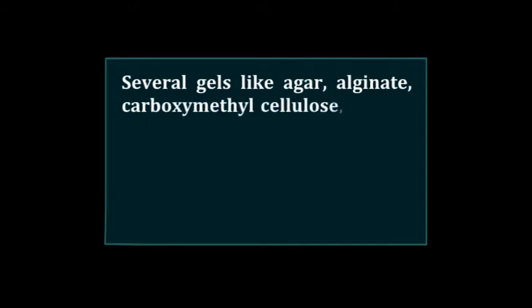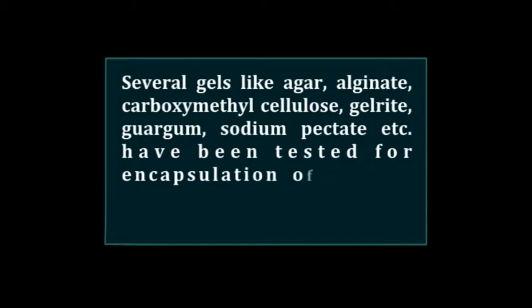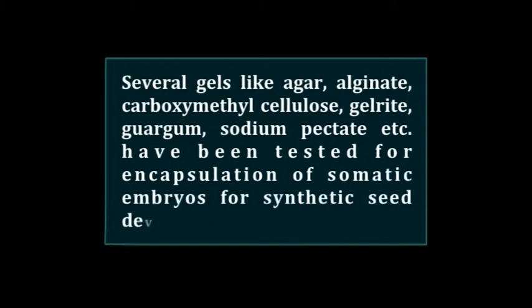Several gels like agar, alginate, carboxymethyl cellulose, gelrite, guar gum, sodium pectate, etc. have been tested for encapsulation of somatic embryos for synthetic seed development. However, alginate encapsulation was found to be most favorable for providing protective covering to somatic embryos. This is because the alginate enhances capsule formation and provides sufficient firmness to beads containing somatic embryos to withstand mechanical injury. The encapsulating matrix is provided with nutrients and other growth regulators which would play the role of artificial endosperm.